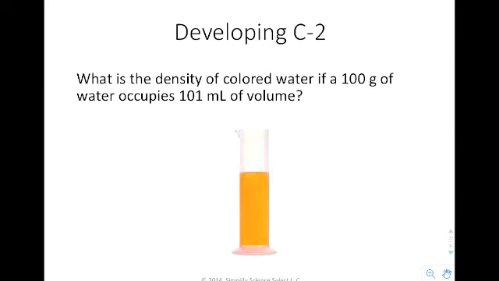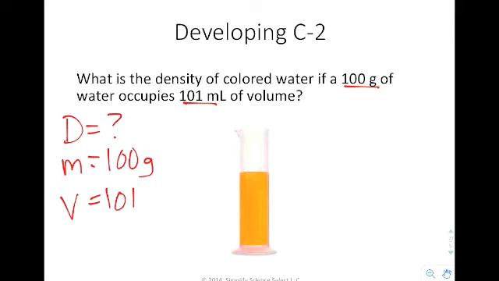Next it says, what is the density of colored water if a 100 gram sample occupies 100 milliliters of volume? So I need to use density equals mass divided by volume. Whenever you plug your numbers in, remember we have to write our given in our equation. The next thing we need to do is plug it in.